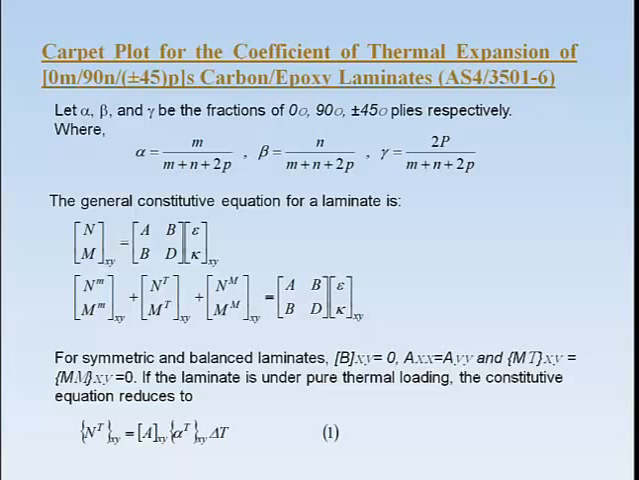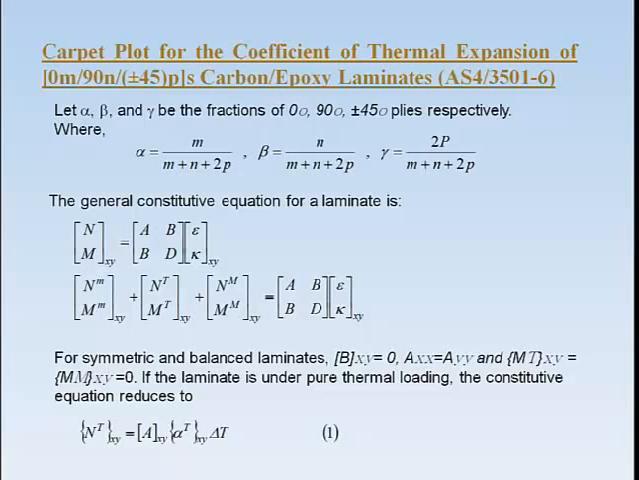Carpet plot for the coefficient of thermal expansion of 0m/90n/plus minus 45 degree plies carbon epoxy laminate. The material is AS4/3501-6. Let alpha, beta and gamma be the fraction of 0 degree, 90 degree and plus or minus 45 degree plies respectively, where alpha equal to m divided by m plus n plus 2p, beta equal to n divided by m plus n plus 2p, and gamma is given by 2p by m plus n plus 2p.